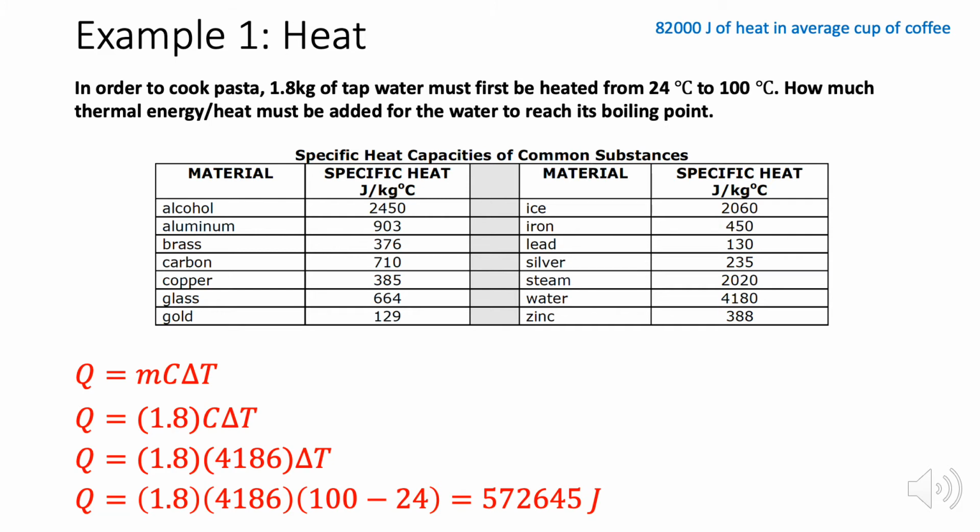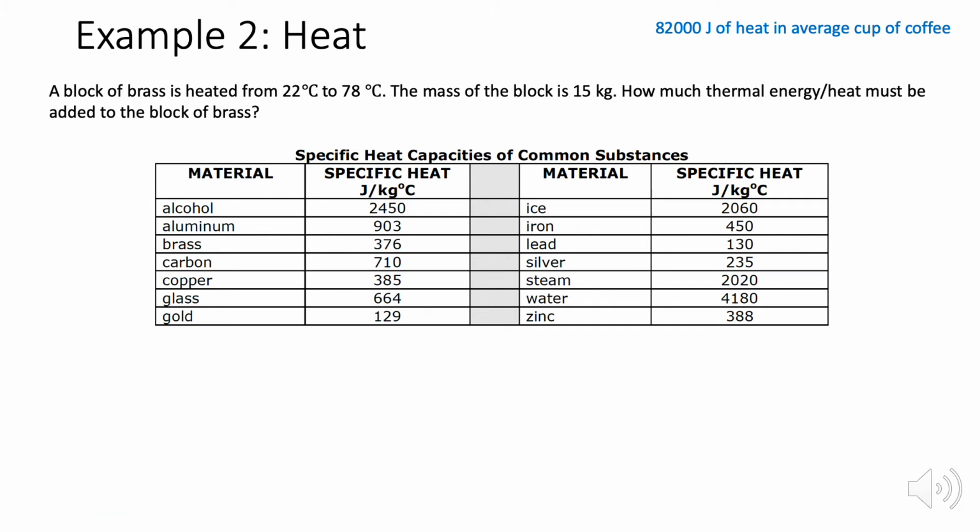All right, number 2. A block of brass is heated from 22 degrees Celsius to 78 degrees Celsius. The mass of the block is 15 kilograms. How much thermal energy or heat must be added to the block of brass for this temperature change? Again, since it asks for heat, we know we have to look for Q. And here's the equation. For mass, which is M, it tells us it's 15 kilograms.